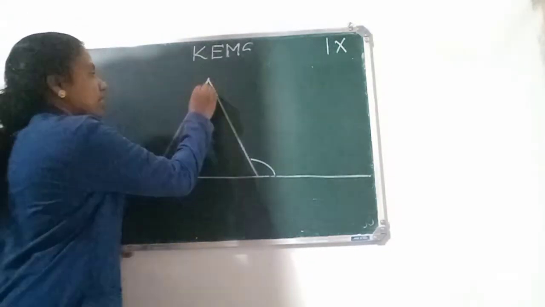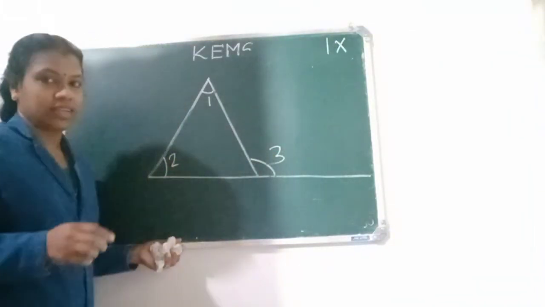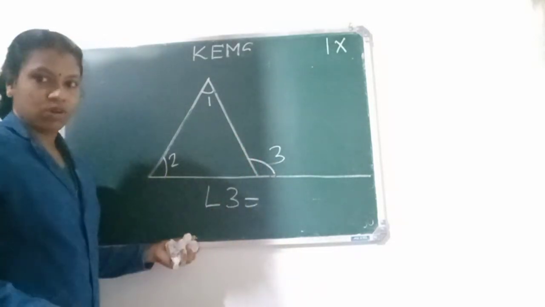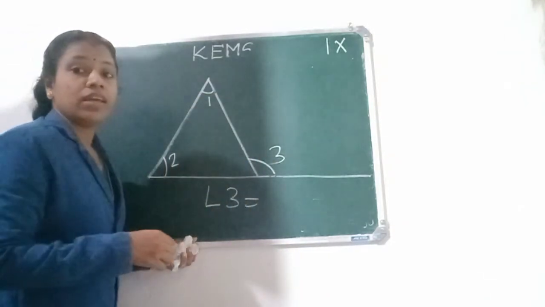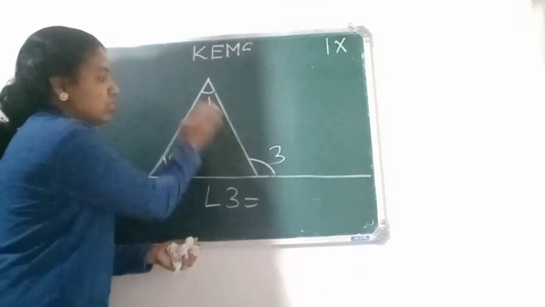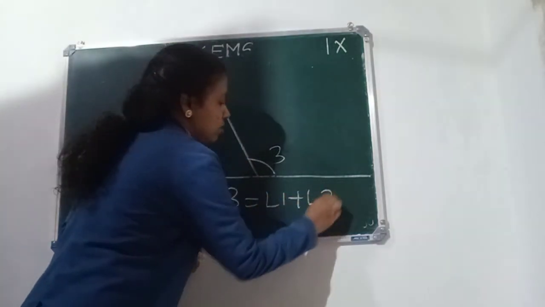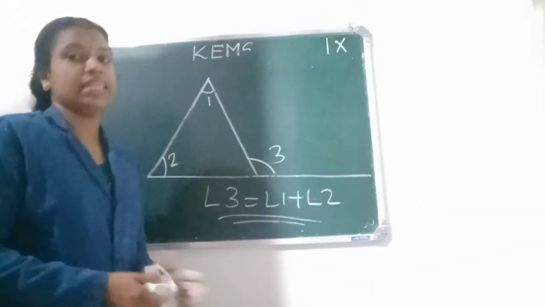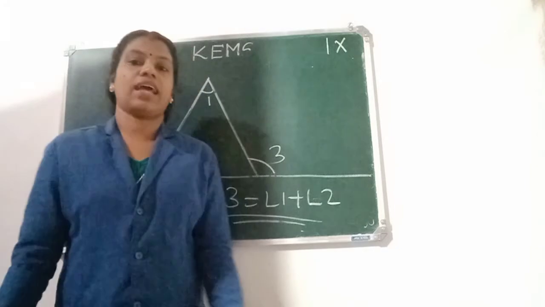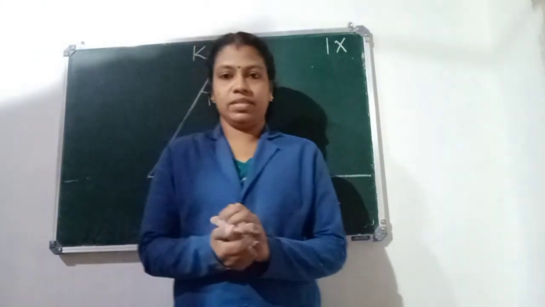So these two angles are 1 and 2, and this angle is 3. So exterior angle 3 equals the sum of the two interior opposite angles. This is opposite to this angle, so angle 1 plus angle 2. Angle 3, the exterior angle, equals the sum of the two interior opposite angles. Clear? That is the exterior angle property.